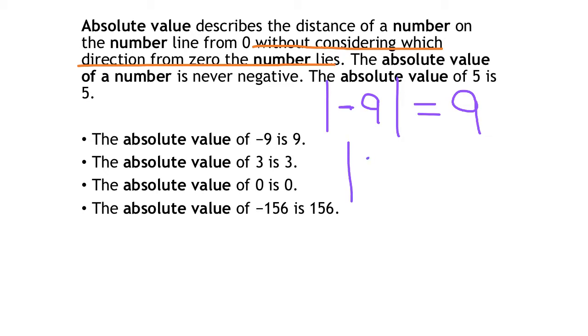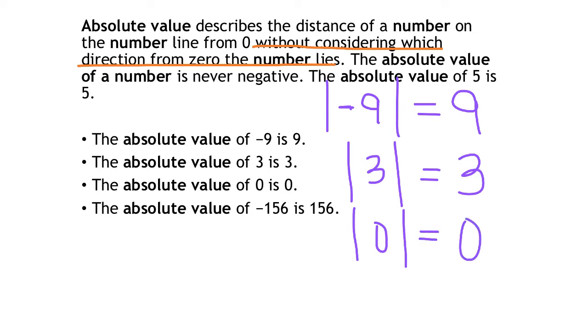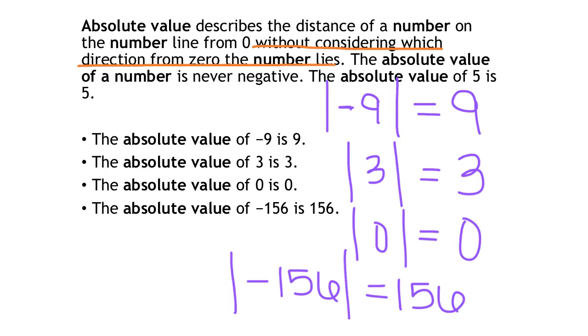The absolute value of 3 is 3 because it is 3 units away from 0. The absolute value of 0 is 0. And the absolute value of -156 is 156.